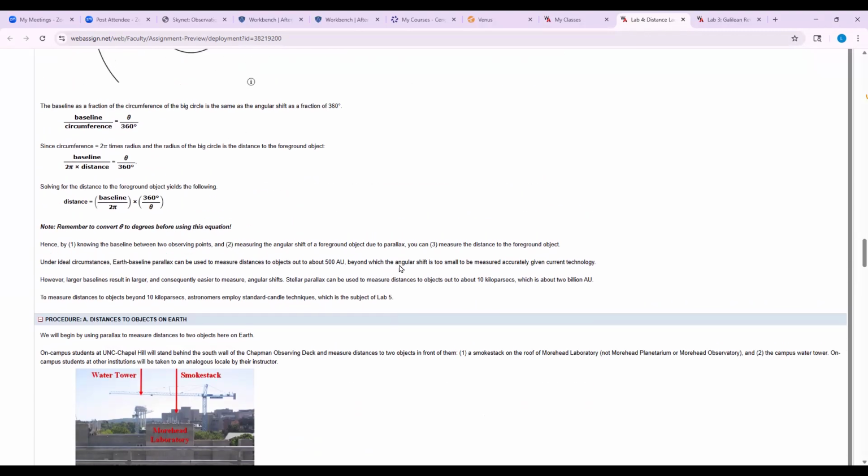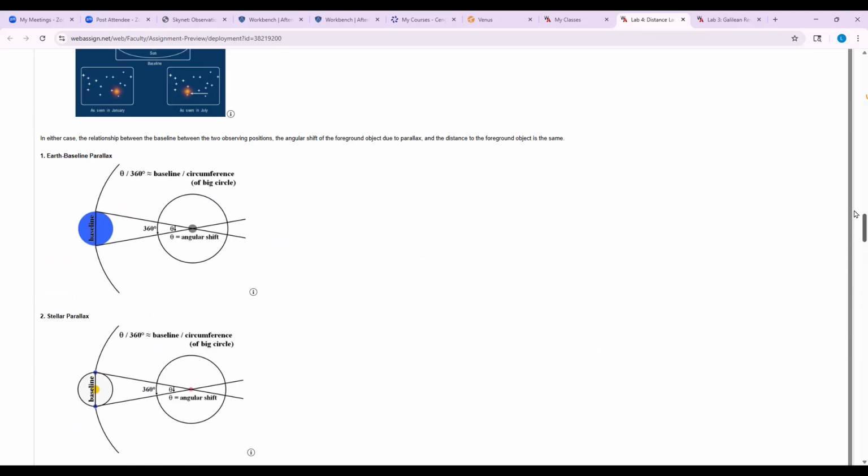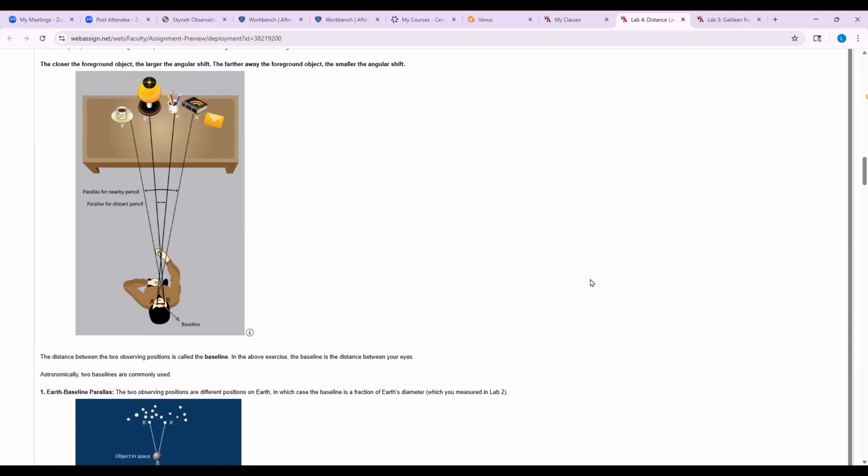Therefore, we come here and replace the perimeter of the circle with 2 pi times the distance and solve the equation. And the distance is equal to the baseline divided by 2 pi, times 360 divided by theta. And this is a simple way that we can calculate the distance based on the parallax in any of these ways. And you can do the same thing with this observation.